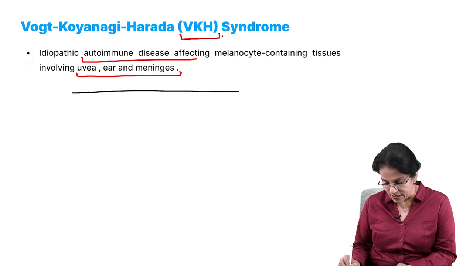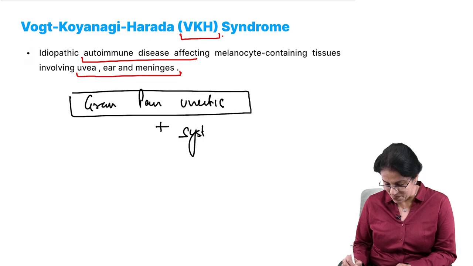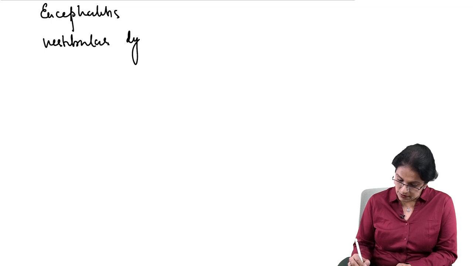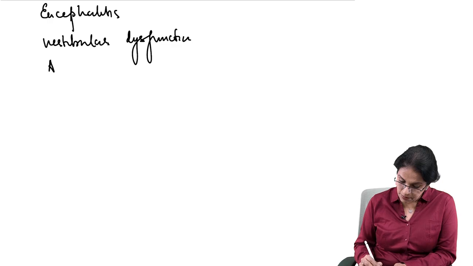What it causes in the eye, in the box, all of you, it's a granulomatous panuveitis along with some systemic features. Let's learn this way in my style, a little simple, okay? When you talk about the systemic features, what are those? One by one. First is your encephalitis, right? Then there can be vestibular dysfunction. Then there can be alopecia, that is loss of hairs, vitiligo, which is white patches in the skin.